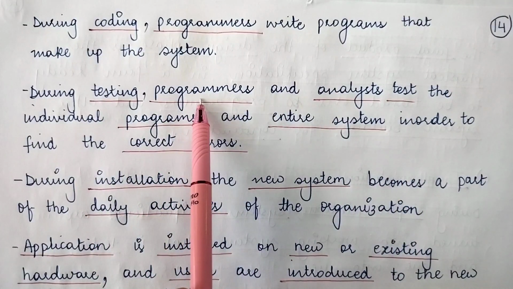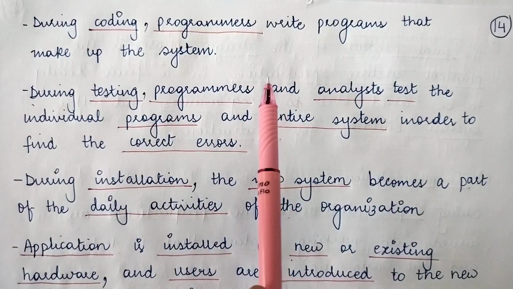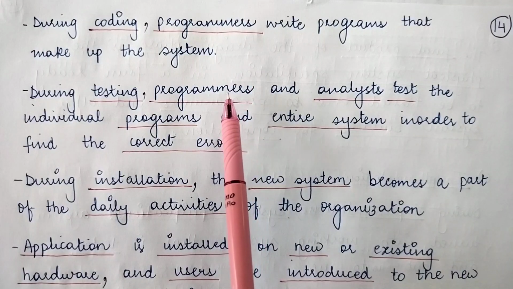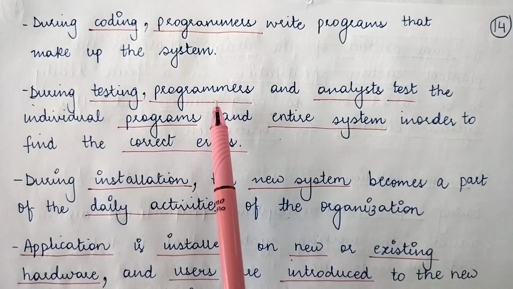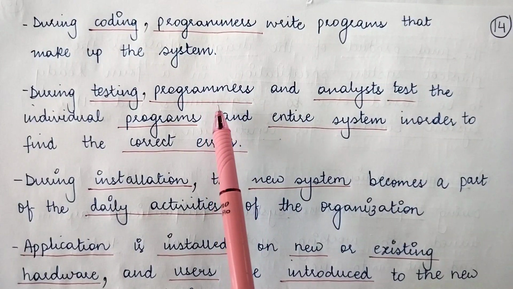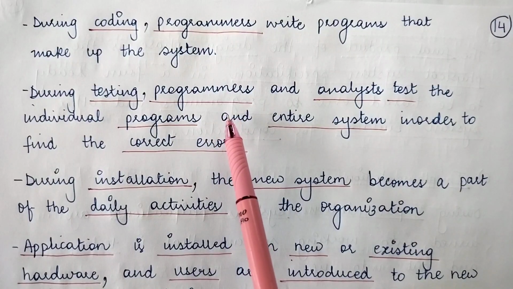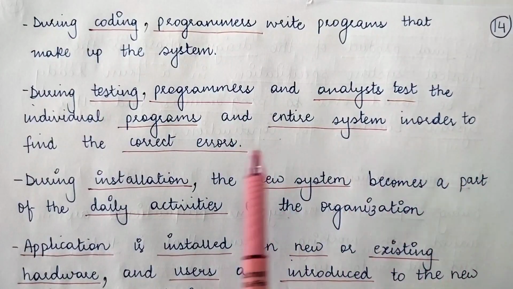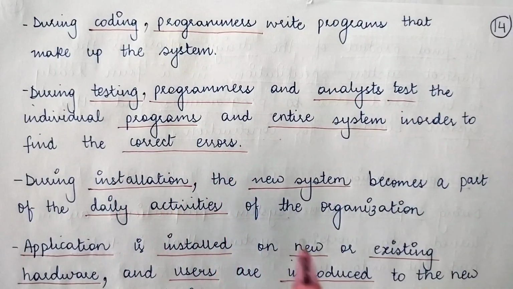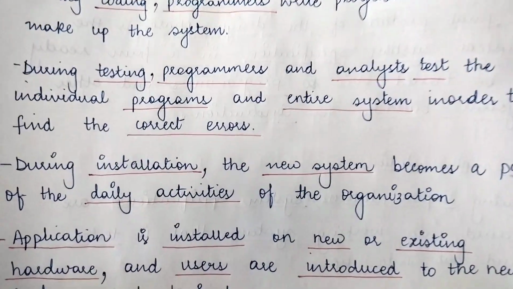So obviously during testing, as I said, it is not just the entire system but each and every module that is tested. So module by module you test the system, and then when every module is tested, you test the entire system altogether, so that you can find and correct errors at the right time.